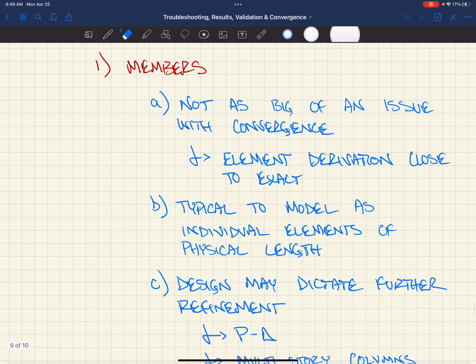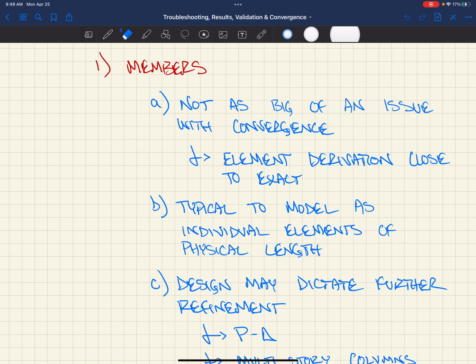For members, this is not as big of an issue with convergence, right? Our derivation for our beam element is very close to the actual displacements, right? We have that third order displacement, that cubic. And so it's very, very close to exact. And so normally we don't split our members up. There are some cases we'll talk about in a second.